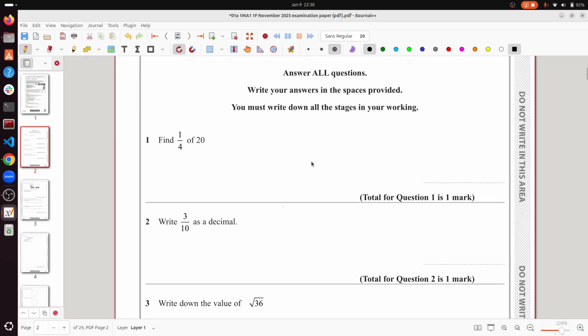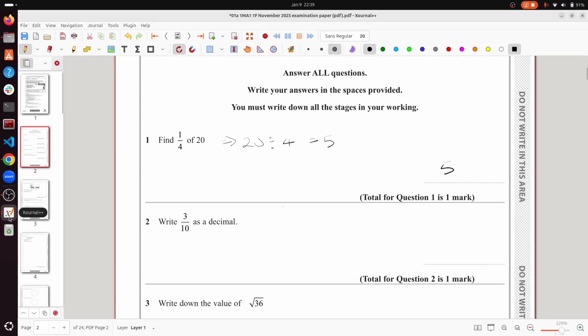So the first question says find 1/4 of 20. That is straightforward. Whenever we want to find a quarter of something, or a fraction of an amount, what we need to do is divide the whole by that fraction. So 20 divided into four places gives us 5. So my answer here is 5.